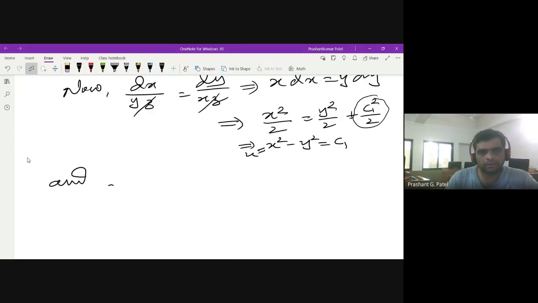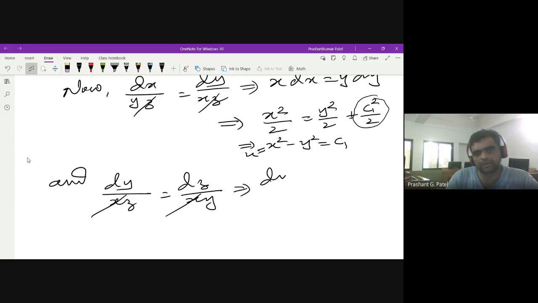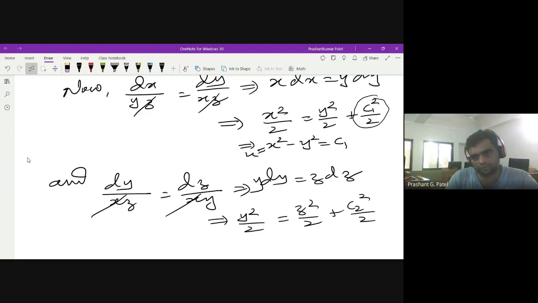And dy upon xz equal to dz upon xy. You just note that this x is cancelled out. That's why it is y into dy equal to z into dz. Taking integration on both sides, we have y square by 2 equal to z square by 2 plus c2 square by 2. Again, by adjusting this c2 here, this gives me y square minus z square equal to c2. And that leads to the answer.